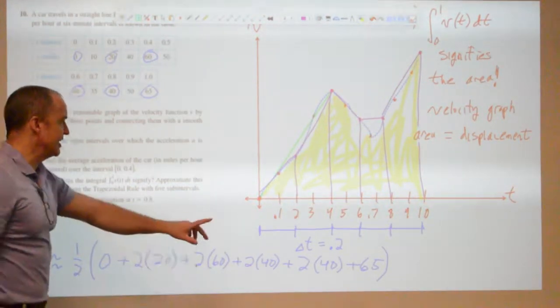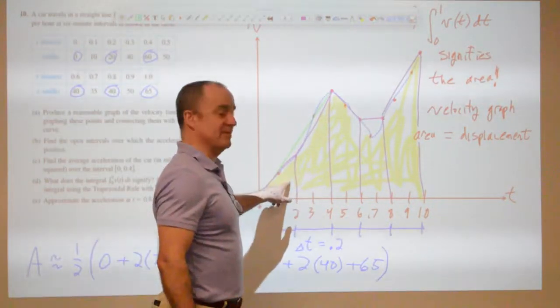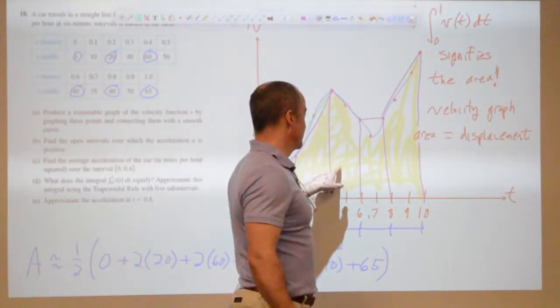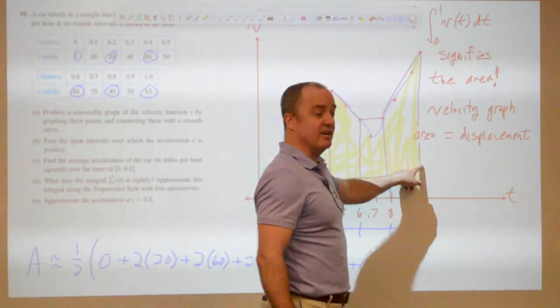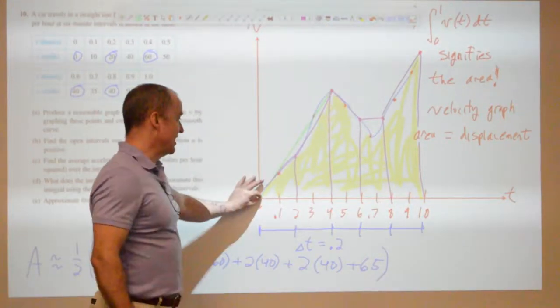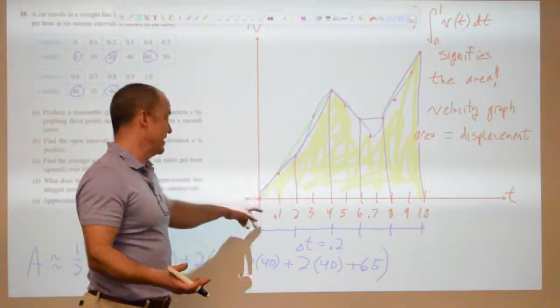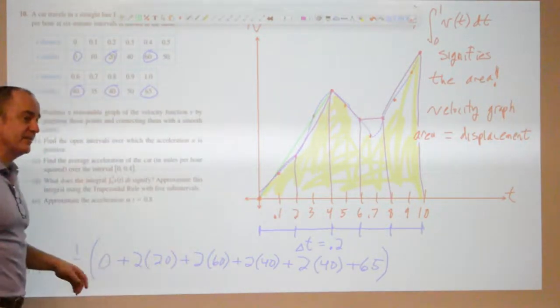Why are these doubled and the end ones not? This side is shared by 2 trapezoids. This side, 2 trapezoids. This side, 2 trapezoids. This side, only shared in 1 trapezoid. Only appears once. This side of 0 has nothing to share. But if this were higher, it would only be on 1 trapezoid. It would only appear once.